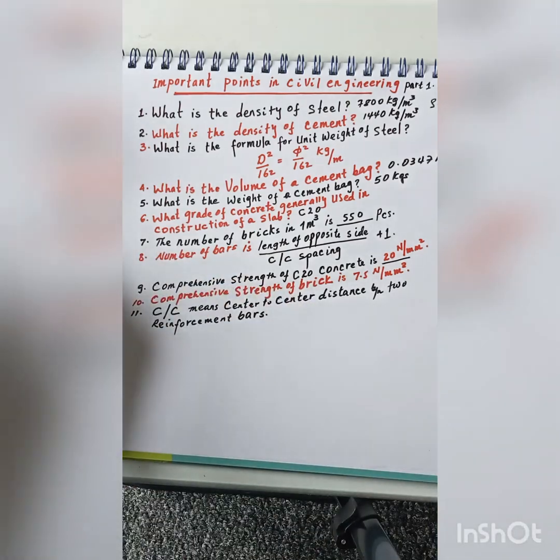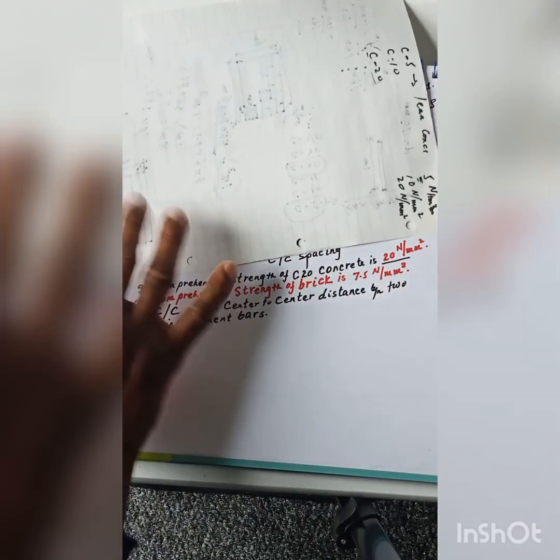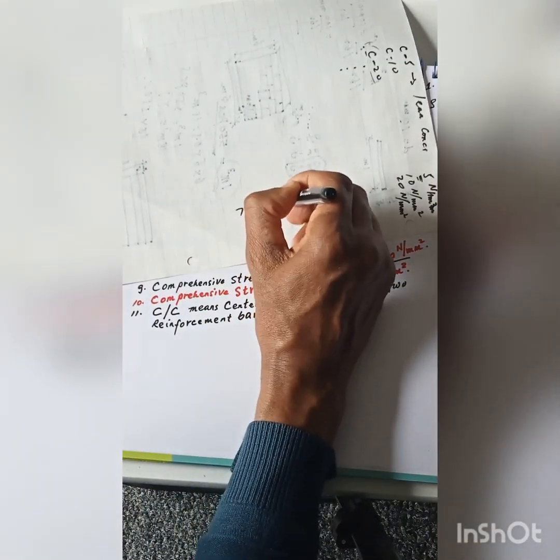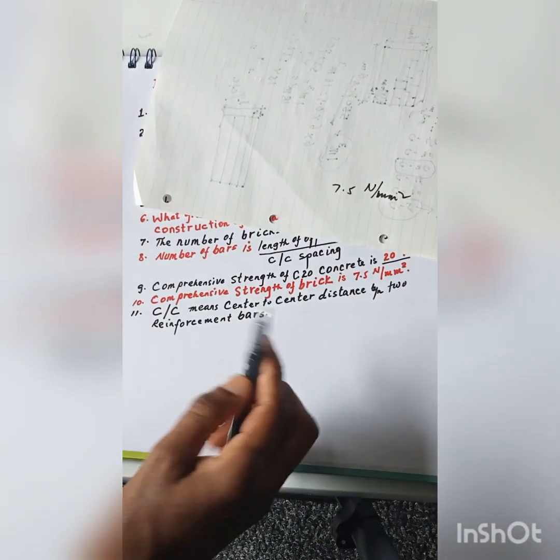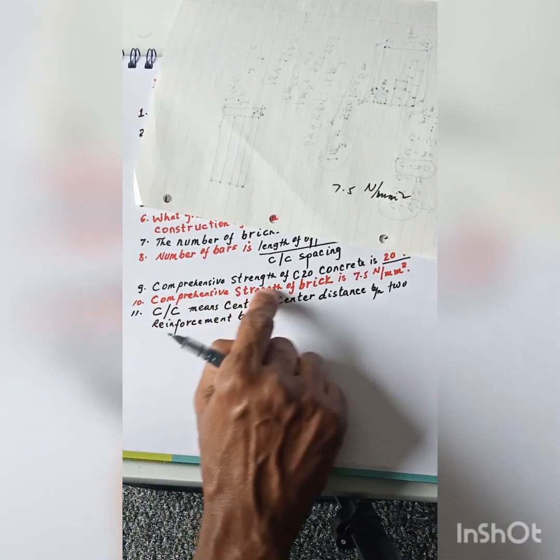Compressive strength of brick. For brick, compressive strength of brick is 7.5 what? Newton per millimeter squared. Newton per millimeter squared. Yeah, this is compressive strength of brick.